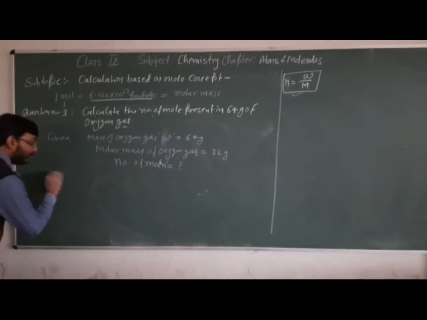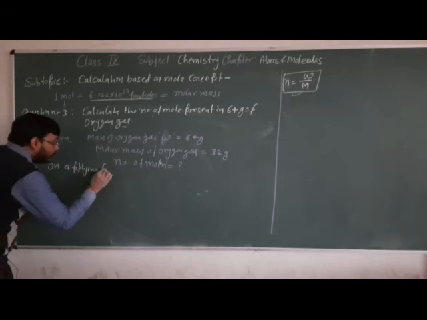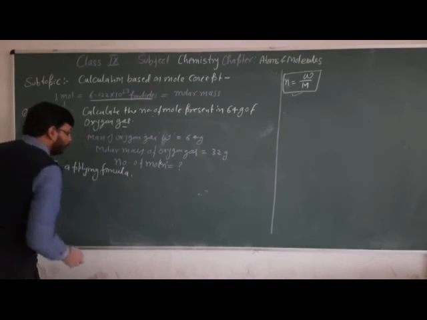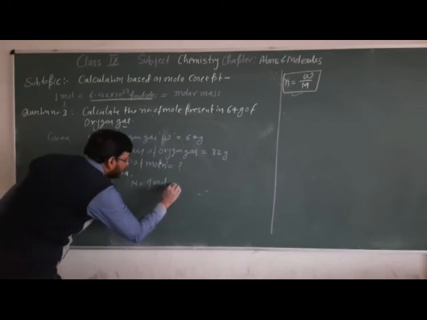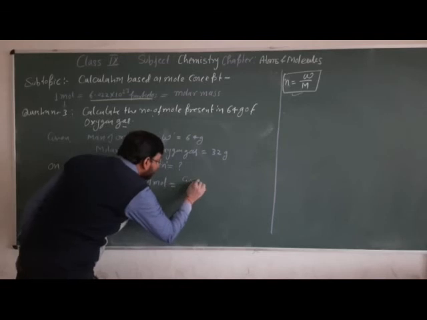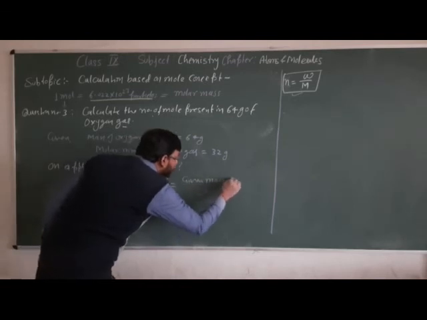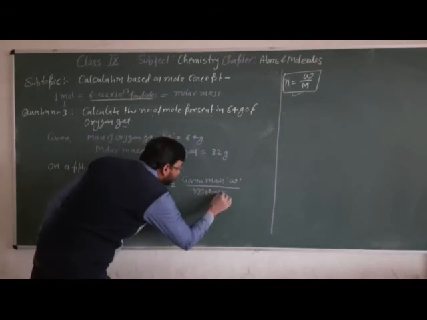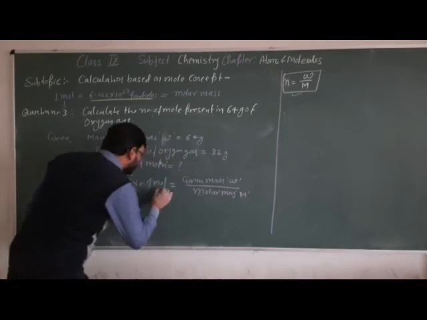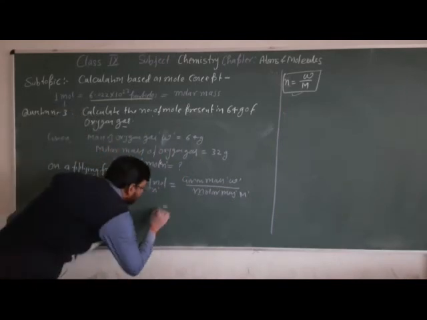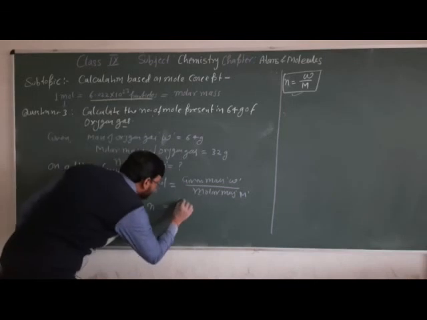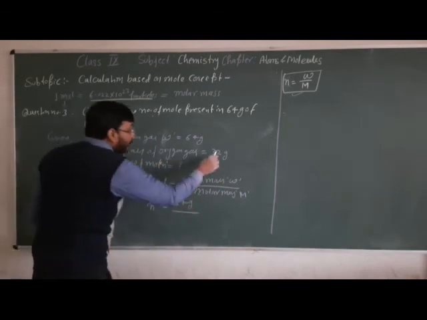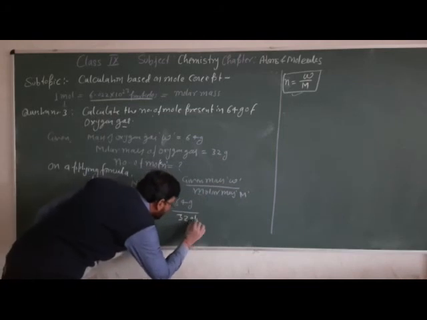Now see, on applying the formula. The formula is: number of moles is equal to given mass, this is W, divided by molar mass, capital M. This is N. So number of moles N is equal to given mass W, which is given as 64 gram, divided by the molar mass, 32 gram per mole. So here we will write 32 gram per mole.